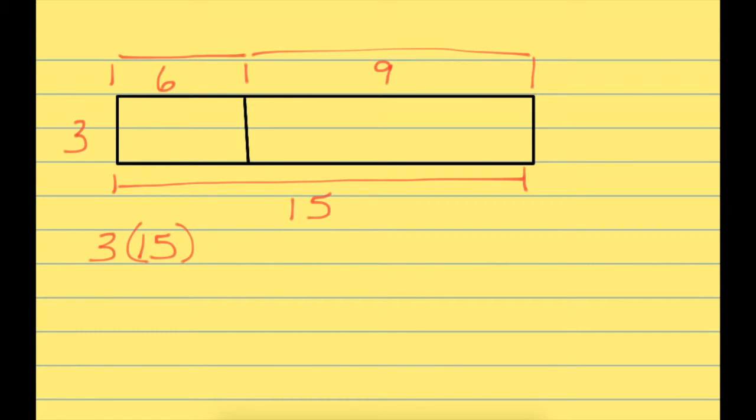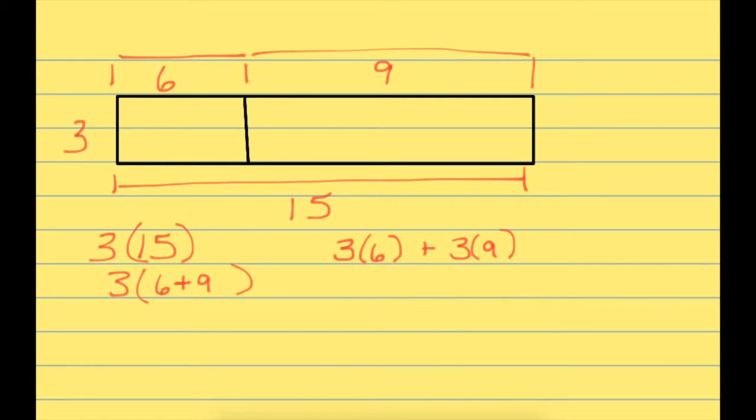Or we could find the area of the separate pieces. One of them would be 3 times 6, and the other would be 3 times 9, and the total area would be the sum of the two. Now, we get that width of 15 by adding the 6 and the 9.